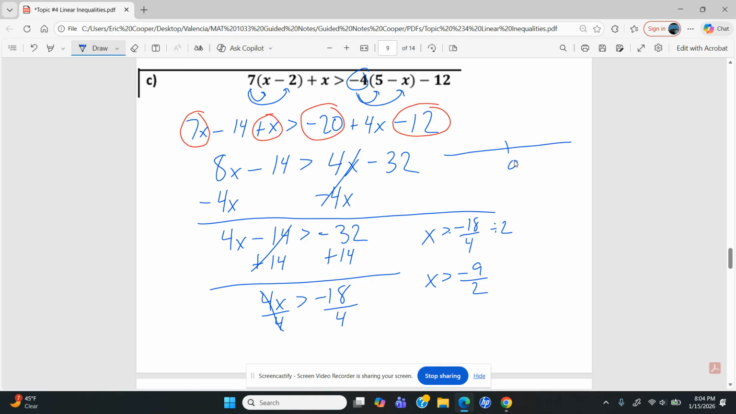As I go through and graph it, I know negative 9 over 2 is a negative number, so it's to the left of 0. It's got the greater than sign, so I'm going to use a parenthesis here, because it cannot equal negative 9 over 2. And then I want all the numbers greater than it, so I'm going to shade it to the right. Interval notation wise, negative 9 over 2 is the smallest the number can be, and we can't equal it, so it gets a parenthesis. Infinity is the biggest it can be, because it goes forever to the right. It also gets a parenthesis.